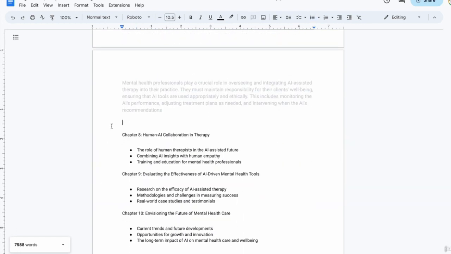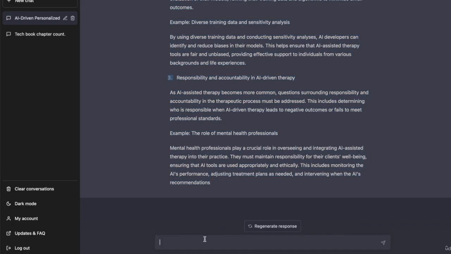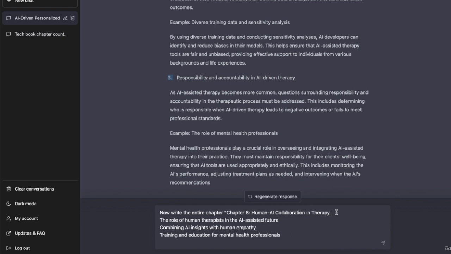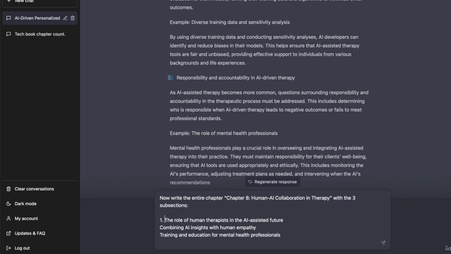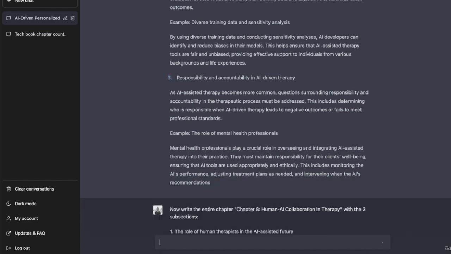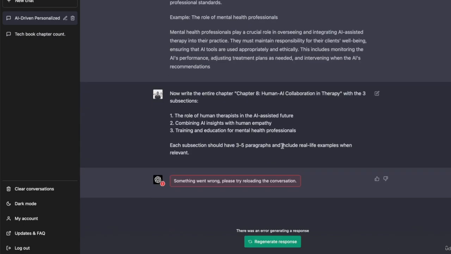Now let's see if we can continue. I think it's going to give me an error, but let's try. So I'll say, no, write the entire chapter, this one, with the 3 subsections. I'm not going to write the word subsection again. I'm assuming it's going to figure it out. Yes, it gave me an error. So this happened once before, when I tried to regenerate a response, the same thing.